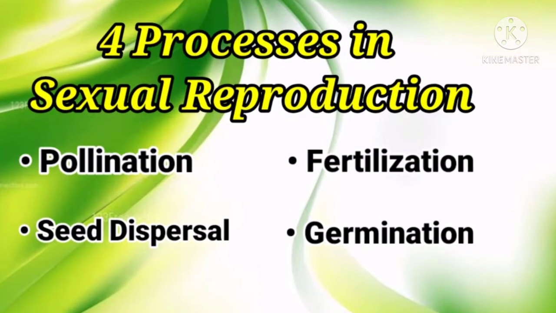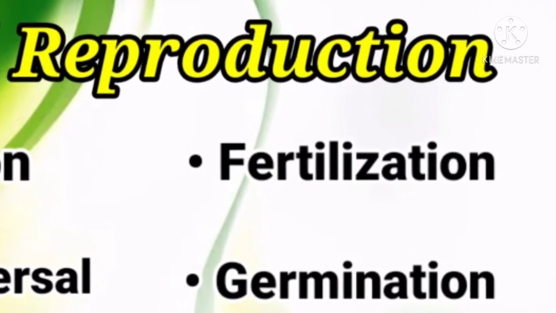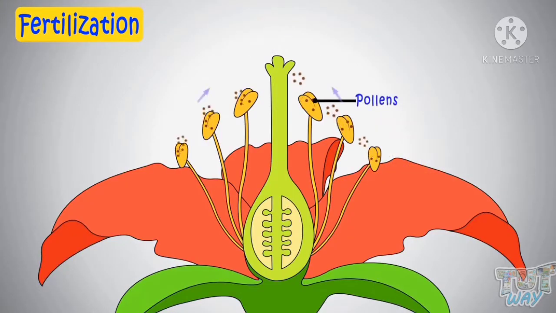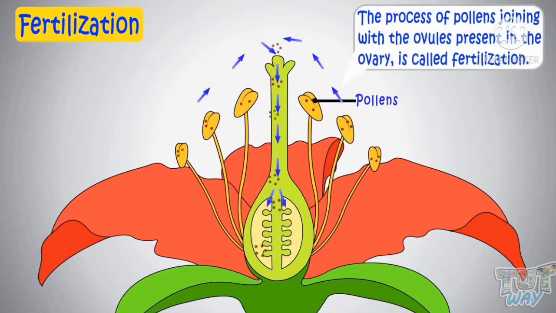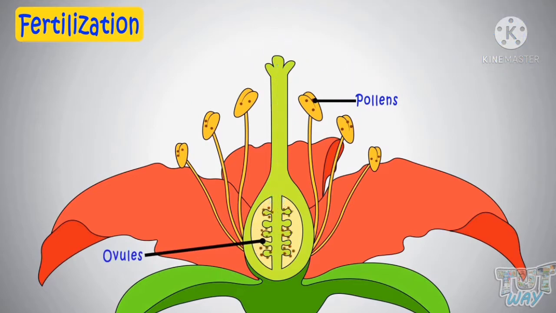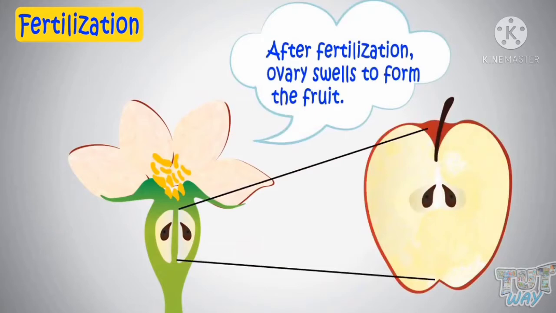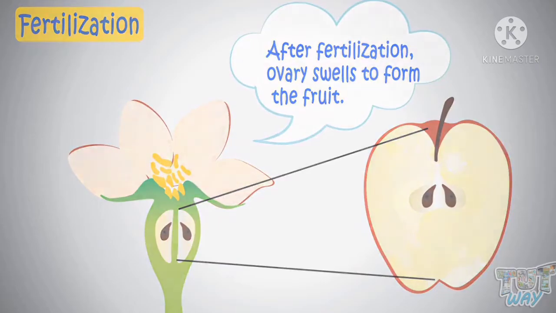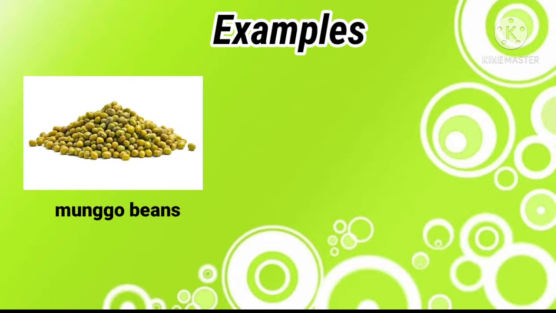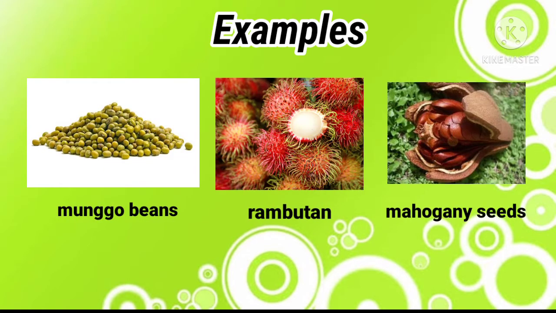Now let's go to the second process known in sexual reproduction, the fertilization. When pollens from the anther of the stamen joins with ovules present in the ovary, it is called fertilization. And fertilization forms the seeds inside the ovary. After fertilization, the ovary changes into a fruit. That is why seeds are inside the fruit. Examples of fruits and seeds are the mungo beans, rambutan, and mahogany seeds.